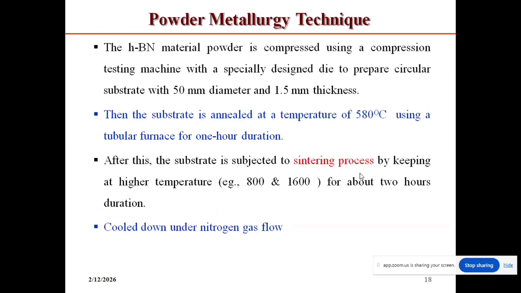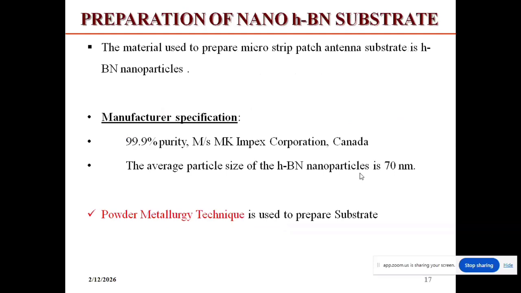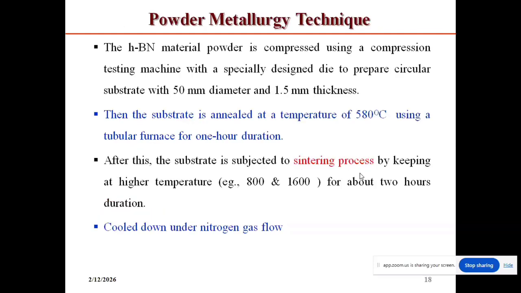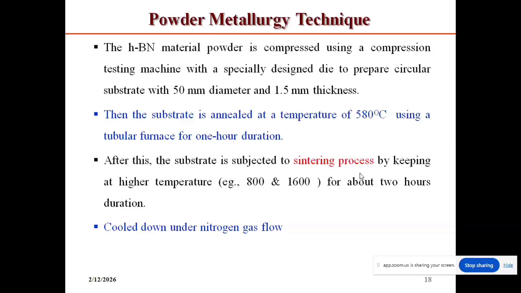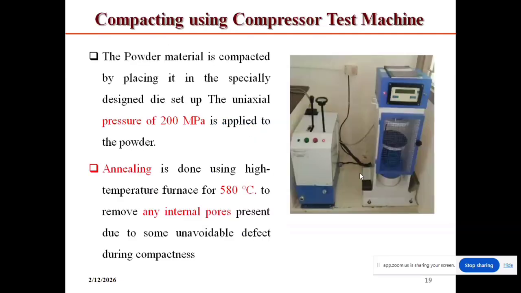So the raw powder imported from this company is used. The powder metallurgy technique is used to convert this powder material into a substrate. In this way, by using the compression testing machine and the sintering process, we can prepare a substrate for the required specifications.